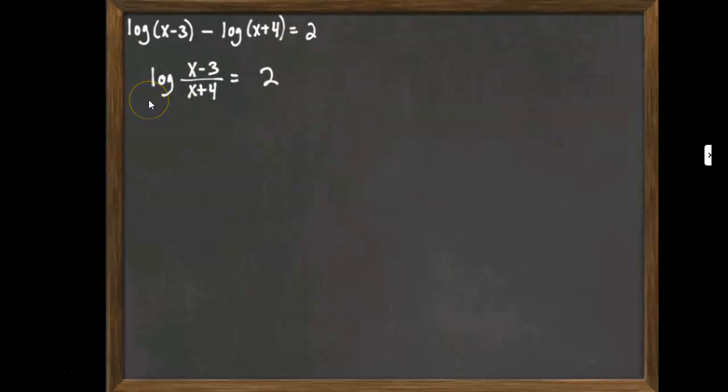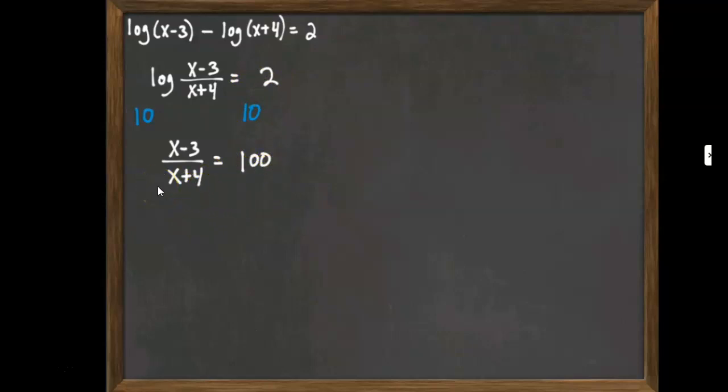And so now we raise the base to both sides. Again, being just log, the base is 10. If this was log sub 4, then we would raise 4 to both sides. But since it's log, that means it's base 10. We raise 10 to both sides. So 10 to the log, they cancel out. We just get x minus 3 over x plus 4. 10 to the second is 100.